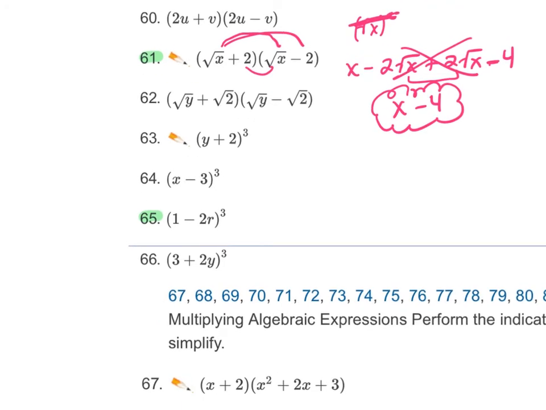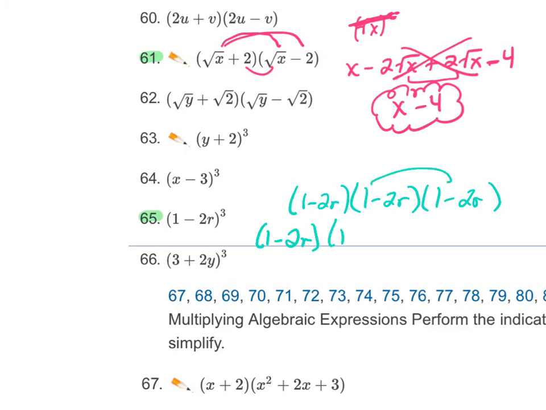All right, what does this mean? 1 minus 2r cubed. You do it 3 times. That's it. So I'm going to say 1 minus 2r times 1 minus 2r times 1 minus 2r. I always rewrite the first one and then FOIL the second two.